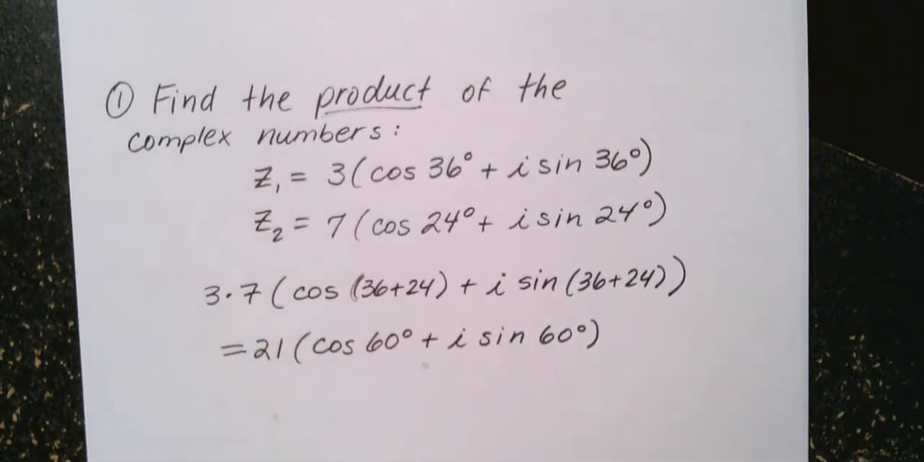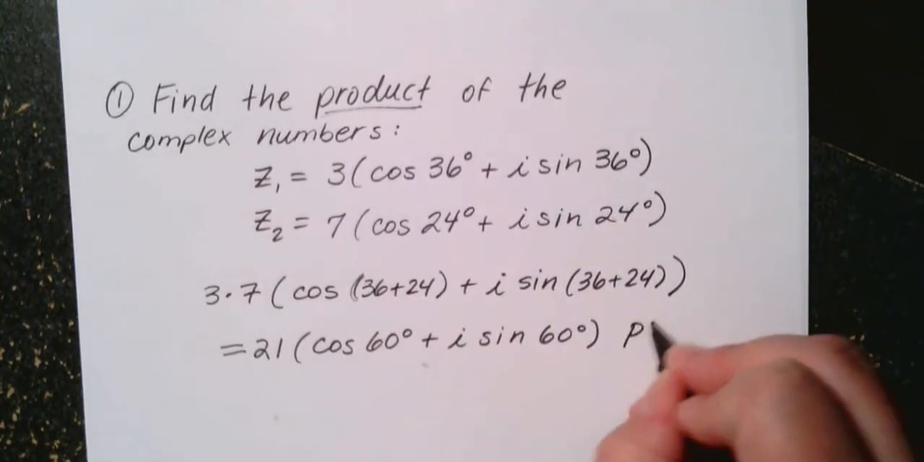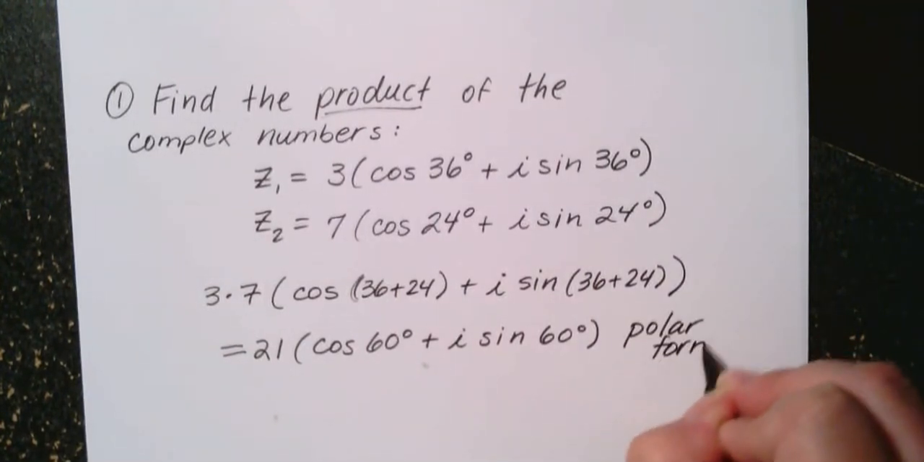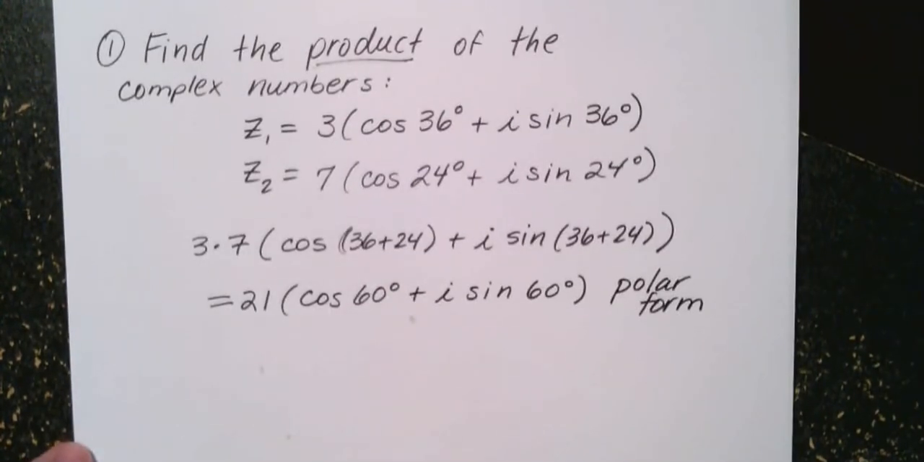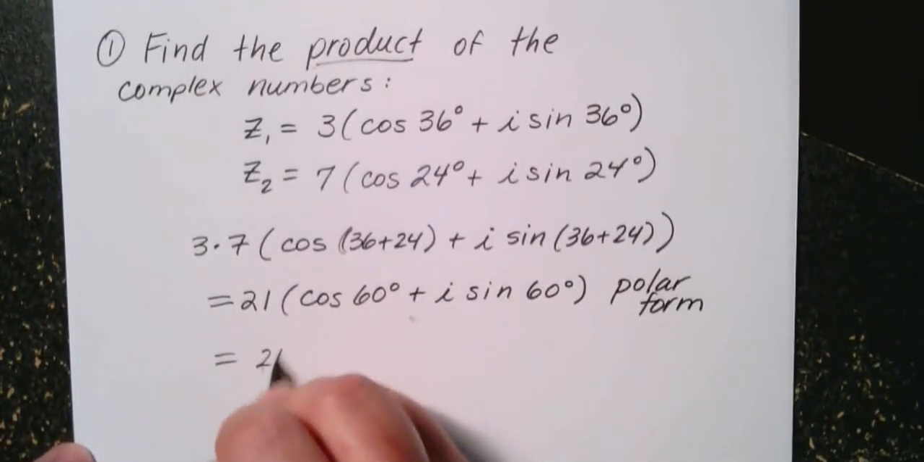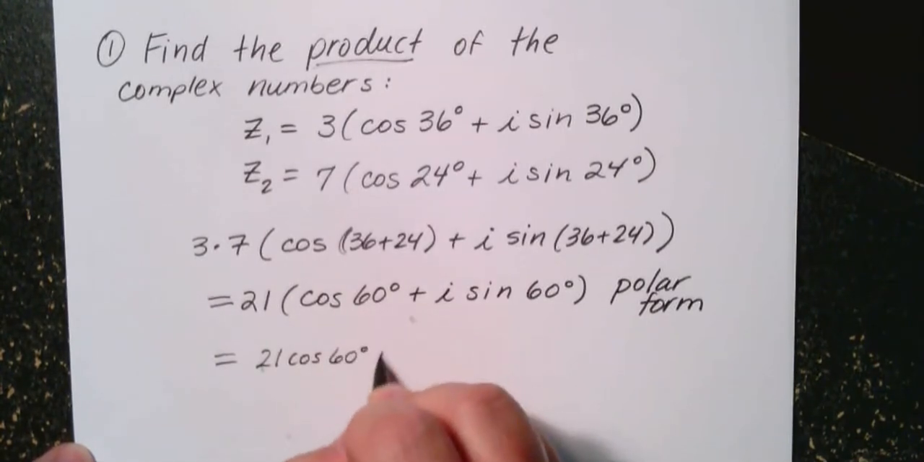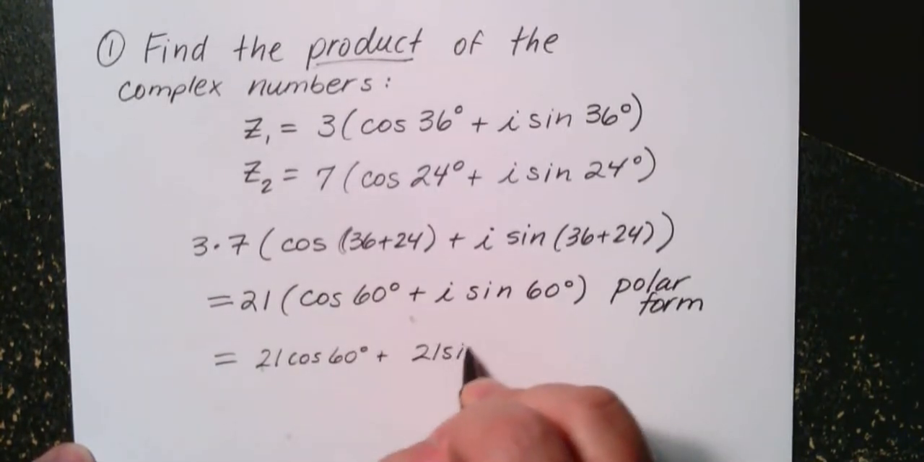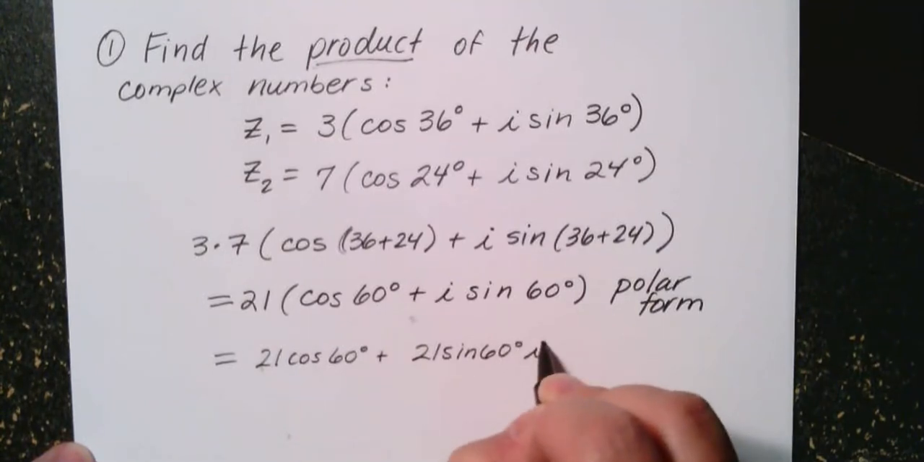Now, you have to pay attention to how you're asked to give your answer. The problems I'm looking at say leave your answer in polar form, so that's what I would do. Sometimes they might want me to simplify, like I know the cosine of 60, I know the sine of 60, so I might be asked to change that to rectangular form. So this is polar form, and if I wanted to leave it in polar form, I would stop there. If I want to put that in rectangular form, I would say, well, that's 21 cosine 60 plus 21 sine 60 all times i.